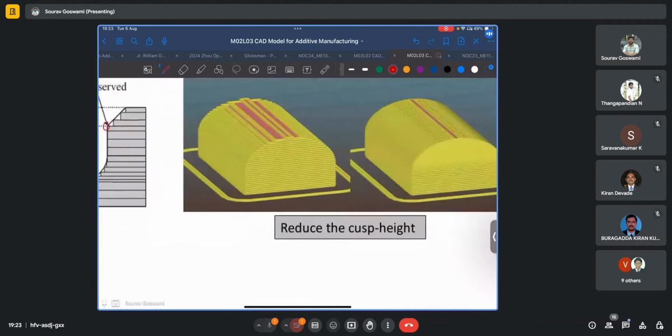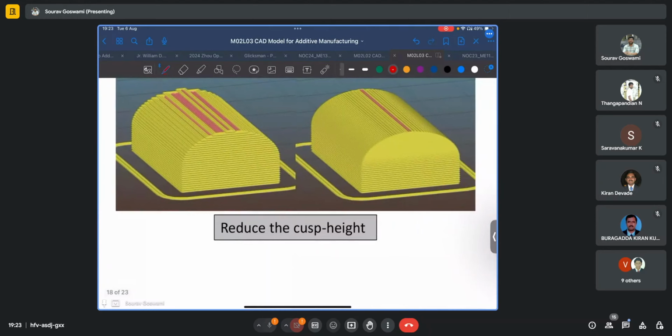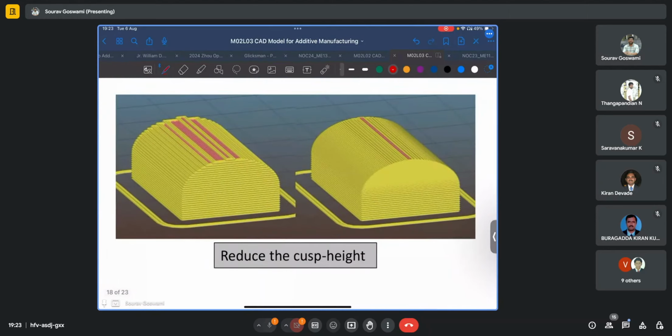Second is to reduce the cusp height. Thus here you have this curved surface and the error between the actual geometry and its sliced representation measured by cusp height can be reduced if we instead opt for finer slices.